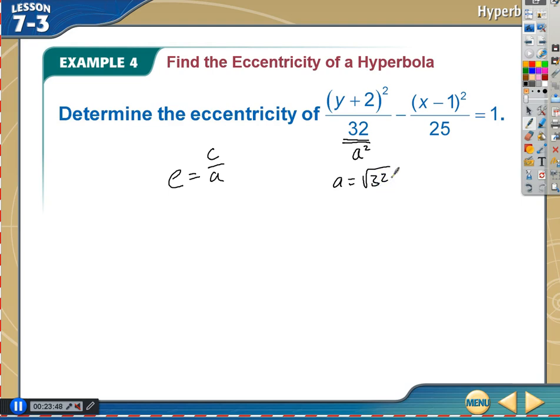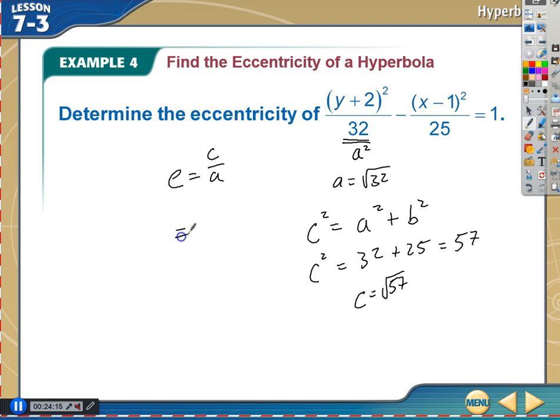C, well, I understand now that c squared is equal to a squared plus b squared. So c squared is equal to 32 plus 25, which is equal to 57. Take the square root. C is equal to the square root of 57. Put it all together. E is equal to the square root of 57 over the square root of 32. And there's my happy answer.